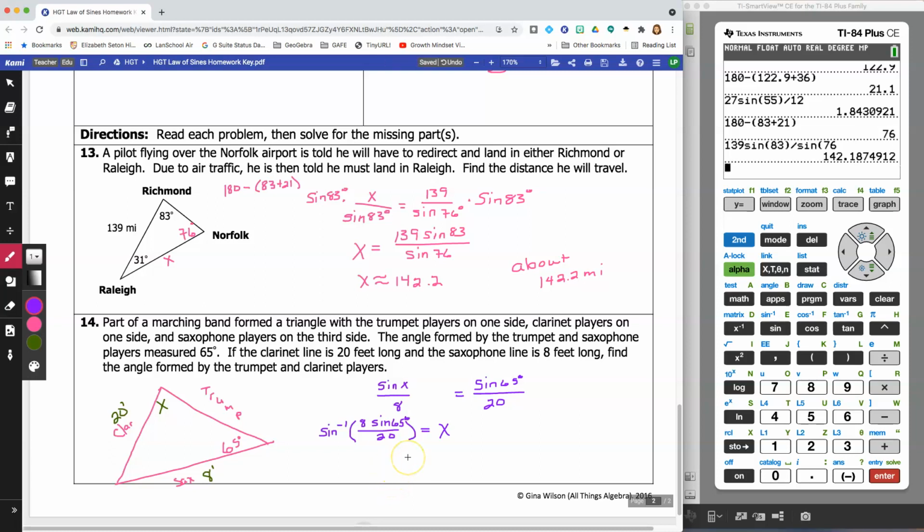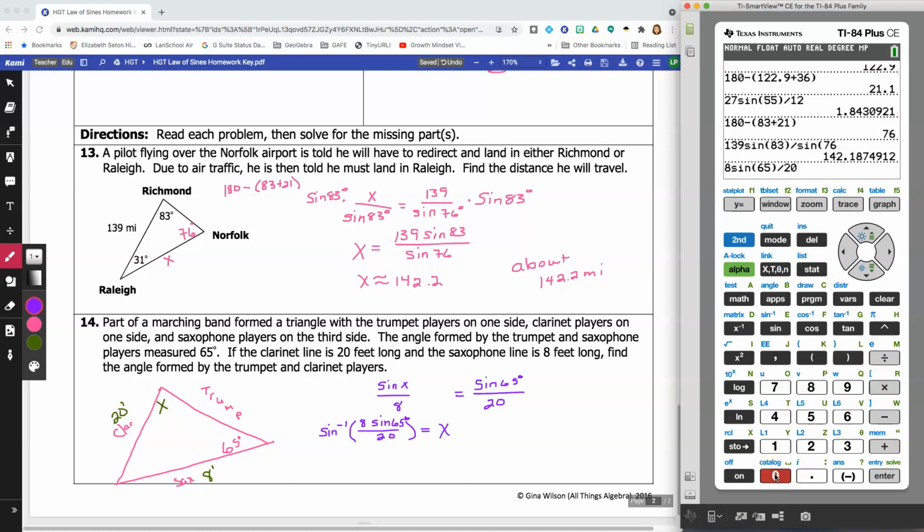So let's just check, can I even do this? So I type into my calculator 8 times the sine of 65 degrees, remember to close the parentheses, divided by 20. And remember, this has to be a number between -1 and +1. And when I simplify it, it is a number between -1 and +1. So this is possible. So in order to find the measure of the angle, I'm going to use second and sine together because I want the inverse sine. And then to copy that, I'm going to use the second and the negative button. So it copied this answer in here, close my parentheses and enter.